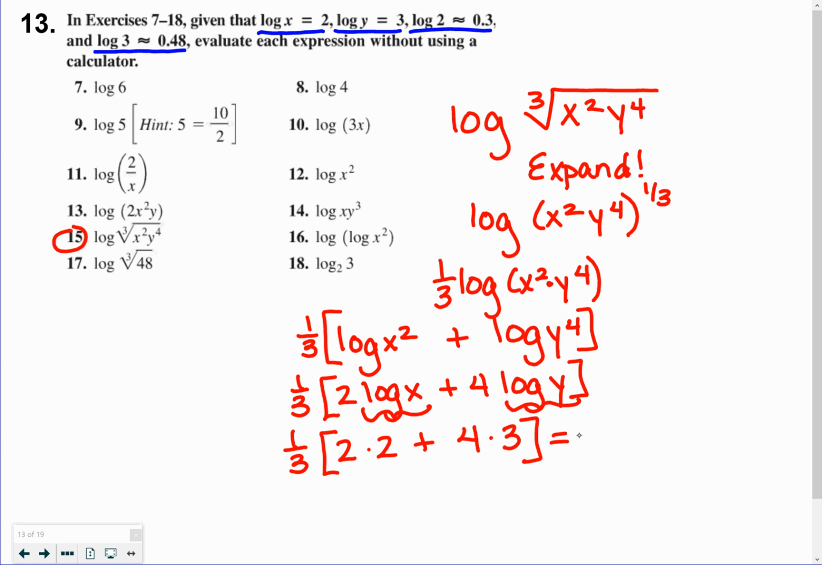And then this is just something you can type in your calculator. Remember, tomorrow you can use your graphing calculator. You'll have it. So let's see. I've got 2 times 2 plus 4 times 3. So that's 4 and 12 in the middle. That gives me 16 times 1/3. The exact answer at the end is going to be 16/3. Okay. Questions on the third one, number 13?